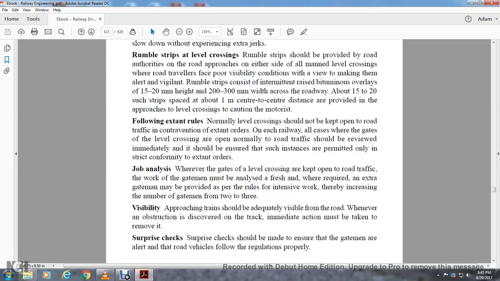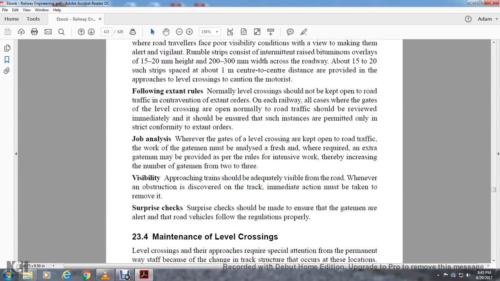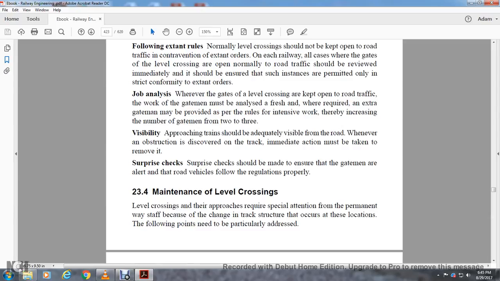Visibility. The approaching train should be adequately visible from the road. Whenever an obstruction is discovered on the track, immediate action must be taken to remove it. Surprise checks should be made to ensure the gatemen are alert and road vehicles follow the regulations properly.